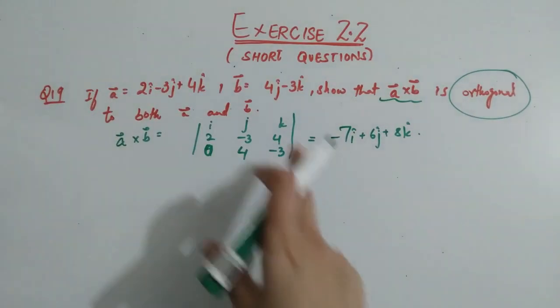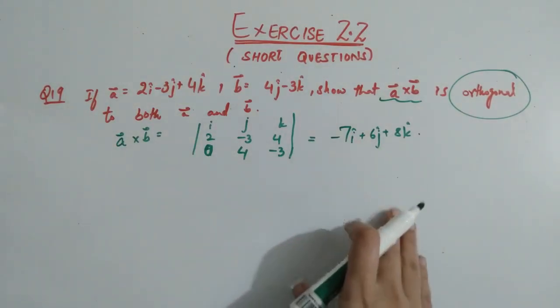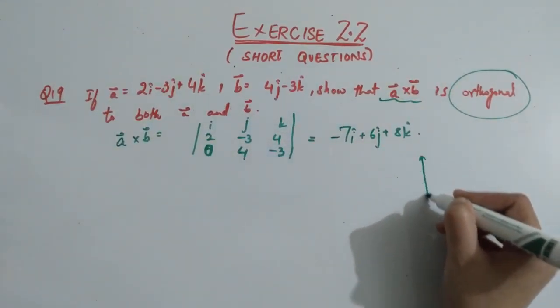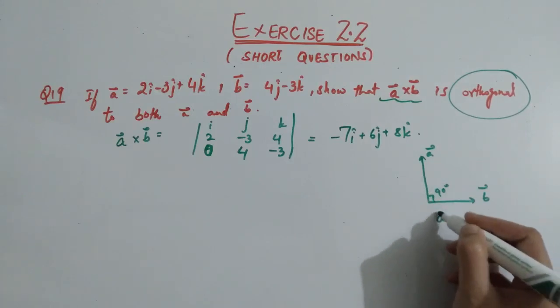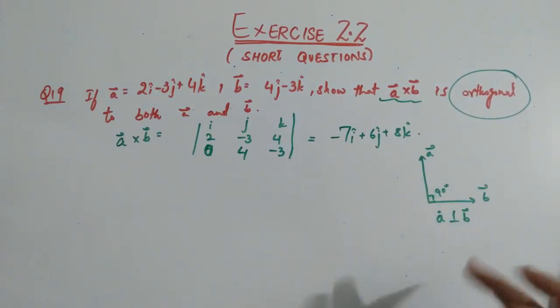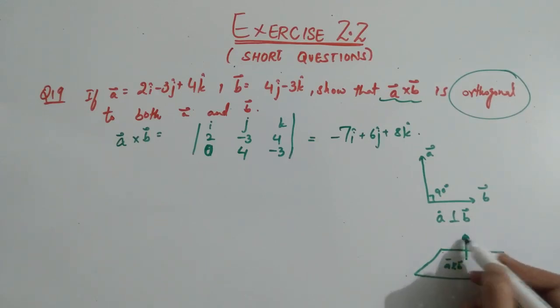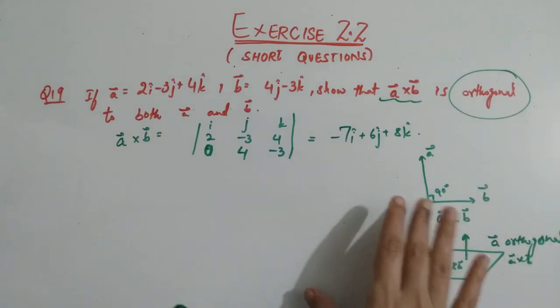But if the vector is perpendicular to a surface, that is, it is making an angle of 90 degrees with the surface, you say that the vector is orthogonal to that surface. For example, this is A vector and this is B vector, if they are making an angle of 90 degrees, you will say that A is perpendicular to B. But if there is a plane or surface, for example this is A cross B, and a vector is perpendicular to this plane, you will say that it is orthogonal to A cross B. Okay, this is the difference between orthogonal and perpendicular.